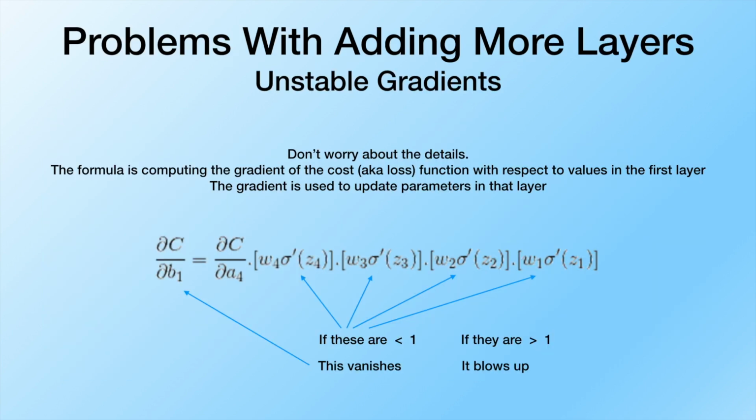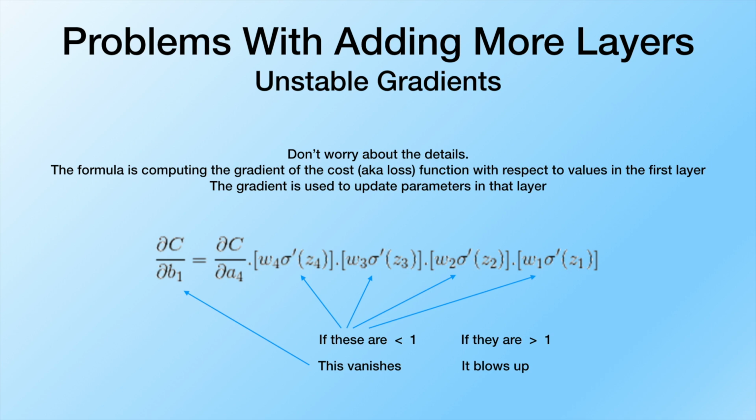And here's our look at the problems with adding more layers. So you'll see this formula in here, and you don't really need to worry about the details. All you need to know is that this is computing what's called the gradient of our cost or loss function with respect to some parameter. In this case, it's with respect to the bias, which is inside of our first layer. So part of the learning process is called backpropagation. So it computes this gradient going backwards. It goes layer by layer, and this gradient at each step is used to update the parameters inside of each of the nodes of our layers.